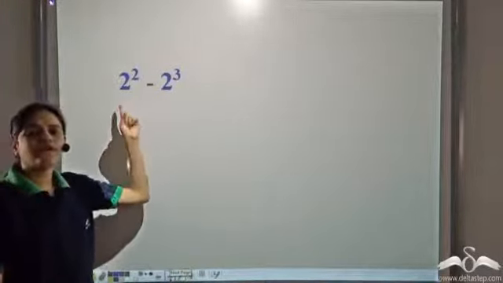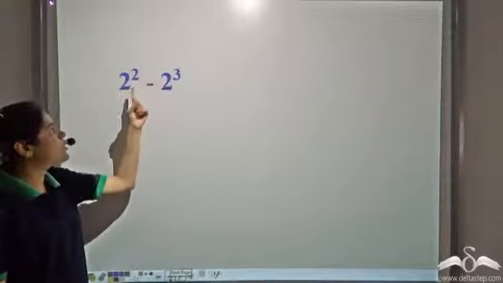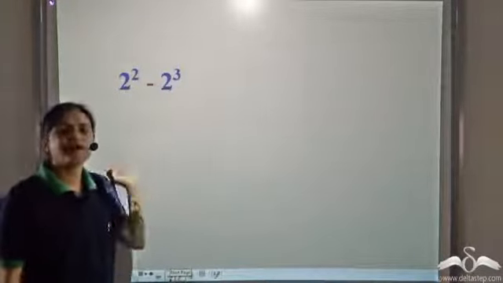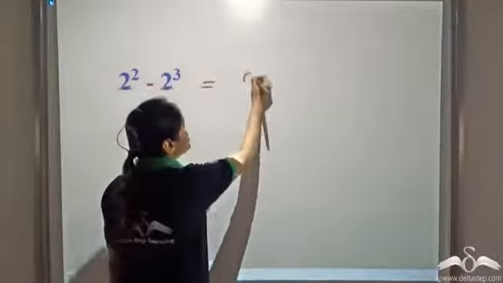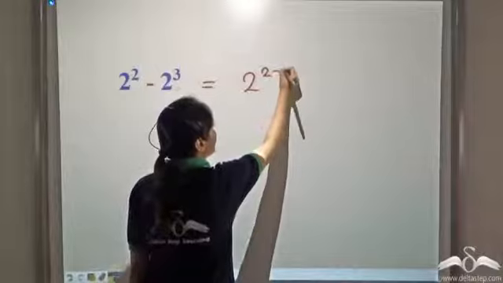Now what is the value of this expression? 2 to the power 2 minus 2 to the power 3. Can we write it as 2 to the power 2 minus 3?